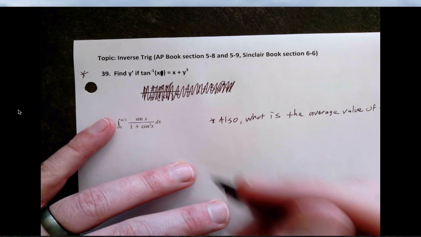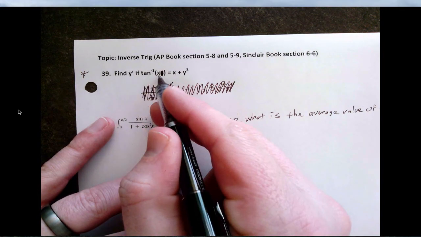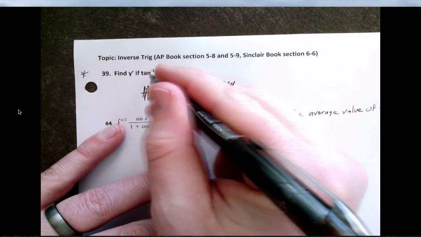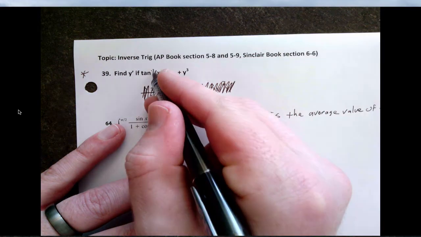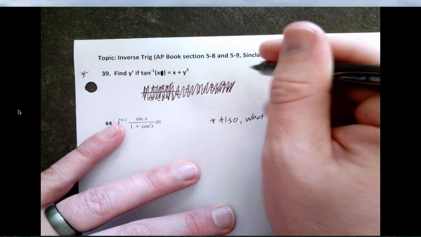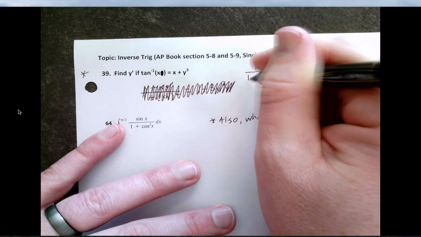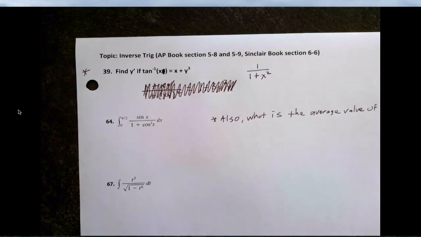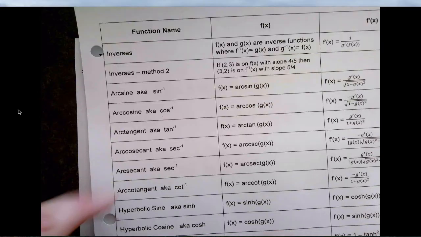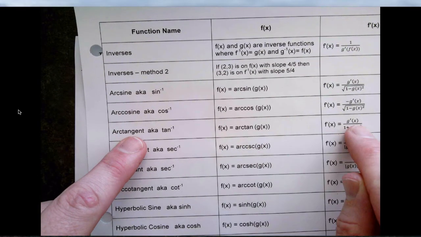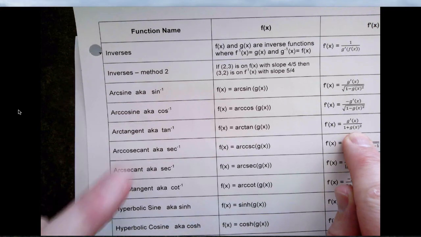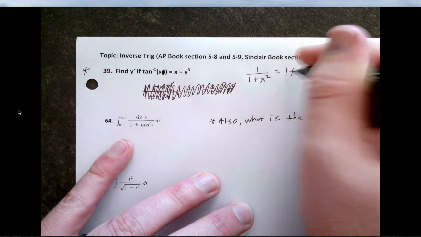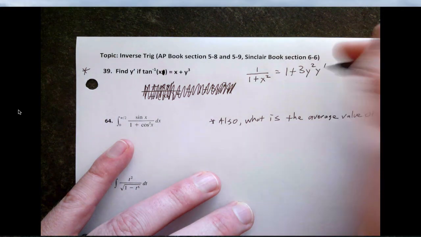Okay, for 39, the first thing I see is the tangent inverse, arctan, of x. And the way I'm going to approach this question is to take the derivative of arctan of x. The derivative of arctan of x is 1 over 1 plus x squared. So I take that inside and I square it. What I'm using there is this arctan rule right here, and it says g prime over 1 plus g of x squared. So the inside basically gets squared. All right, and that equals 1 plus 3y squared y prime.